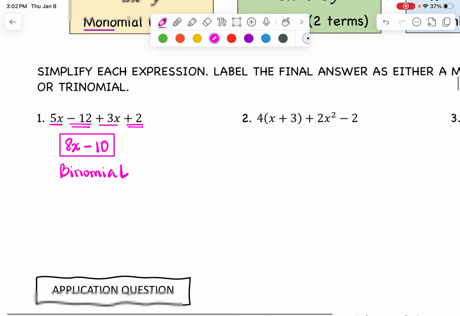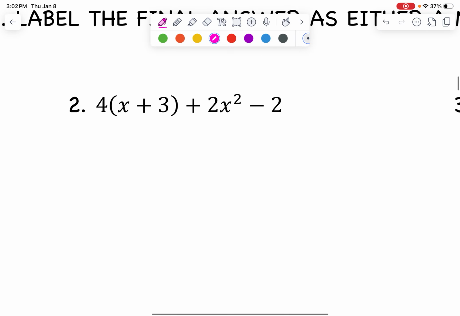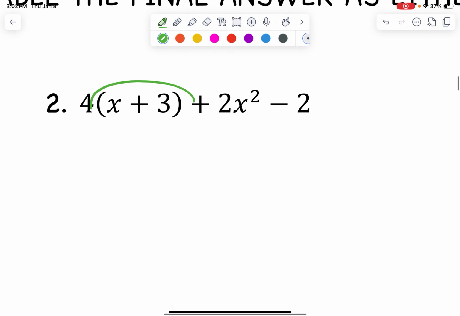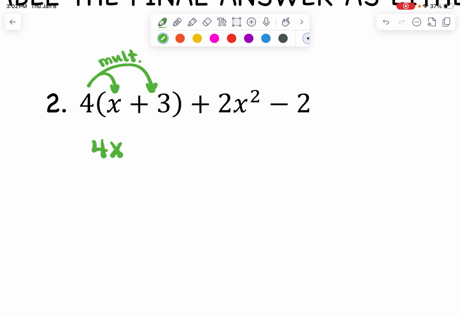Okay. All right, let's go look at number 2. Number 2 definitely has a set of parentheses. Well, we got to get rid of those suckers first, right? You always have to get rid of parentheses first. So I'm going to distribute the 4. So remember, distributing means multiply, right? So 4 times x is 4x, and 4 times 3 is positive 12. Then I'm just going to bring down all the rest of these terms that are just kind of hanging out.